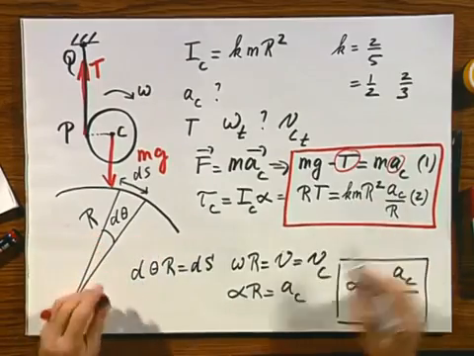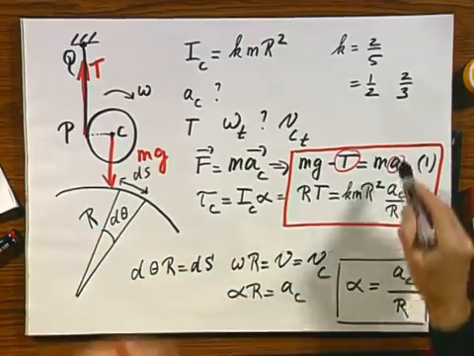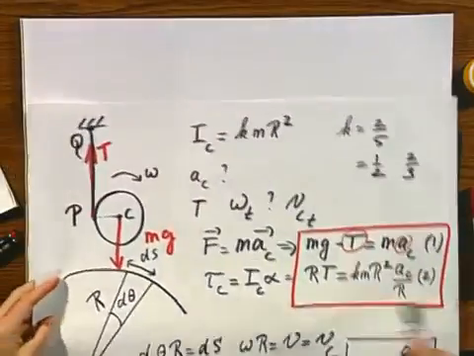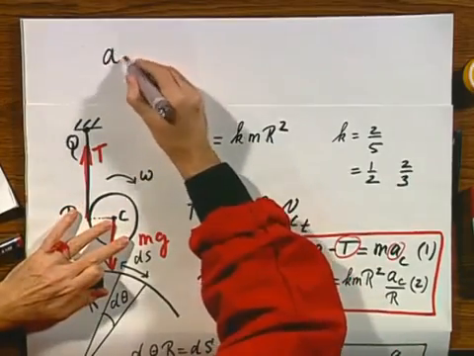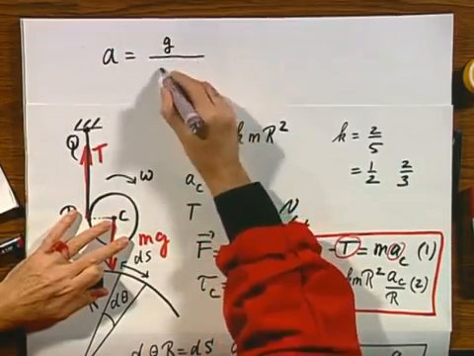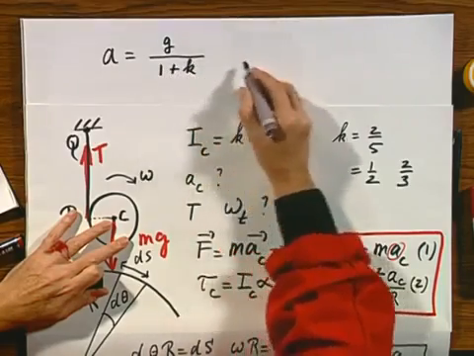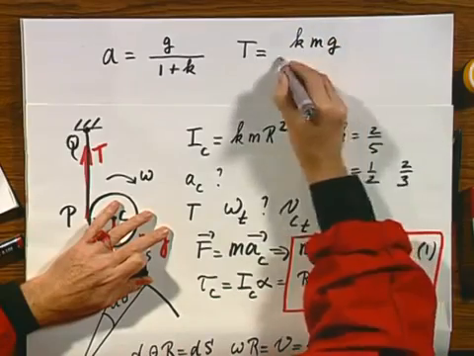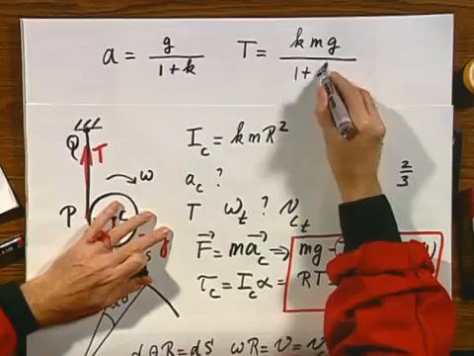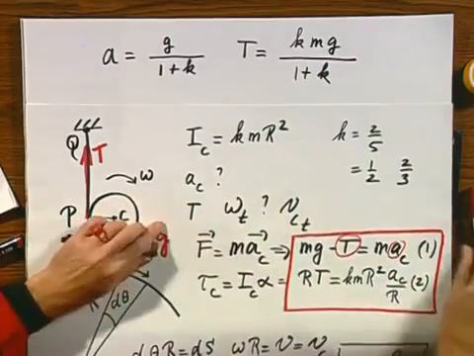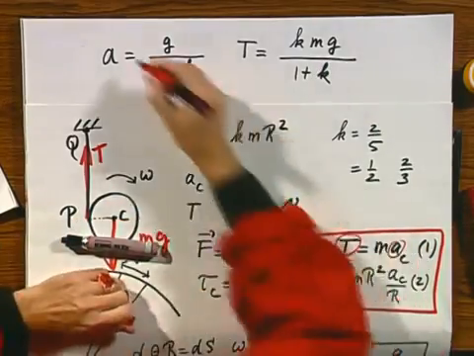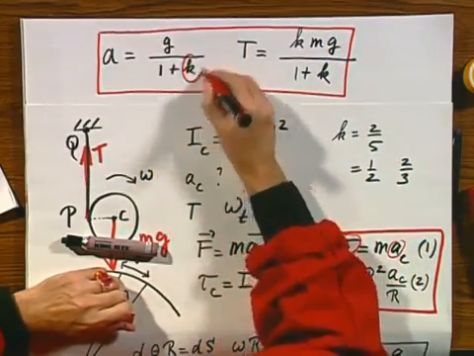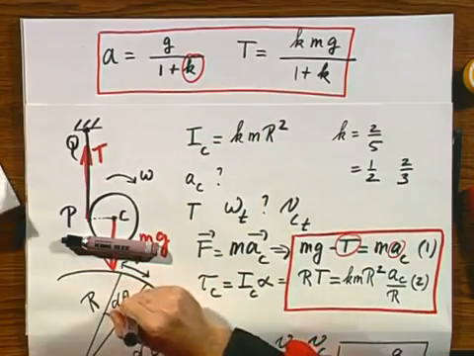I have two equations with two unknowns, and you can solve easily for a and you can solve easily for T. And I will leave you with the massaging, but I will give you the answers because they're kind of interesting. a equals g divided by 1 plus k, and the tension equals k mg divided by 1 plus k. And what you see here is that the acceleration, independent of the mass, is only a function of geometry. It only depends on k.